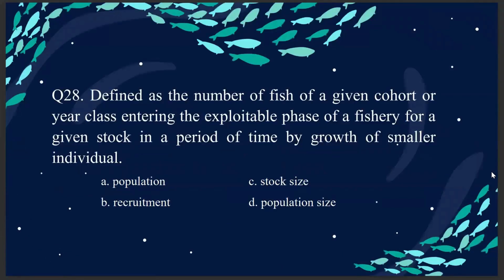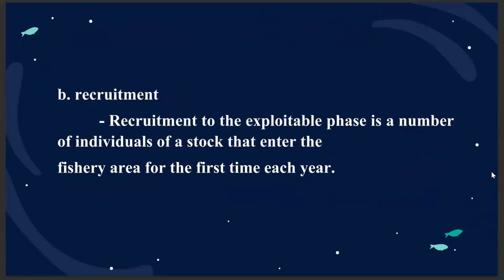Question number 28. Defined as the number of fish of a given cohort or year class entering the exploitable phase of the fishery for a given stock in a period of time, by growth or similar indicators. A. Population. B. Recruitment. C. Stock size. Or D. Population size. The answer is B. Recruitment.